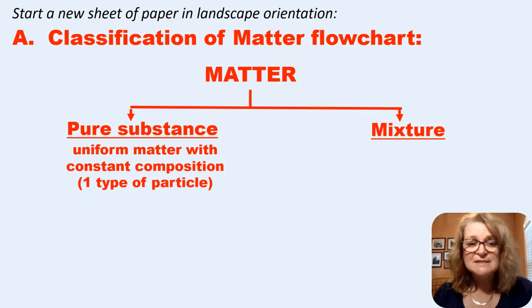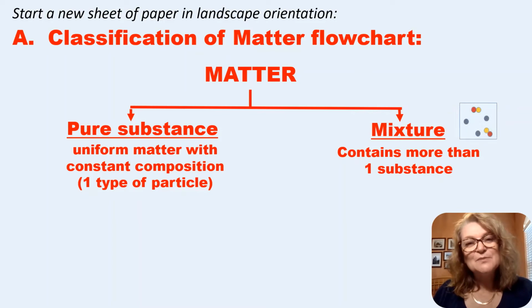Now, a pure substance is going to be uniform matter with a constant composition. So there's only one type of particle. And this means that no matter where you find the substance, it's always going to have the exact same composition and the same proportions. It doesn't ever vary, whether you find it in the United States or at the bottom of the ocean or on a different planet, it's always going to have the same composition. And a mixture is something that contains more than one substance.